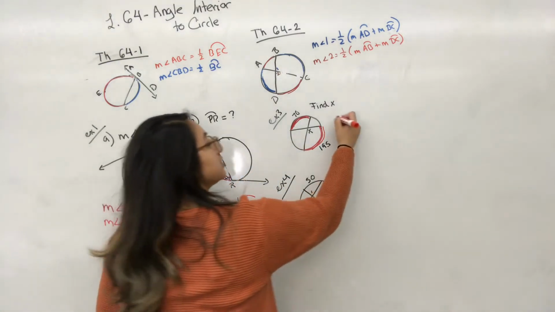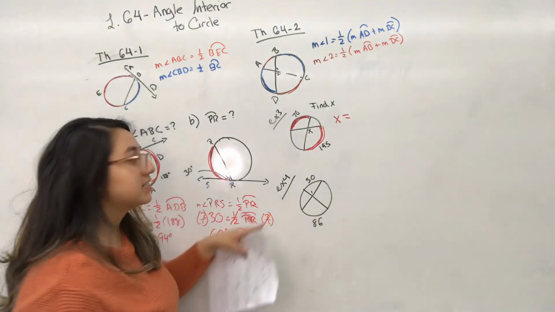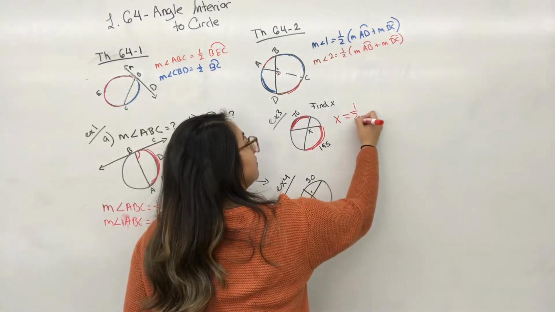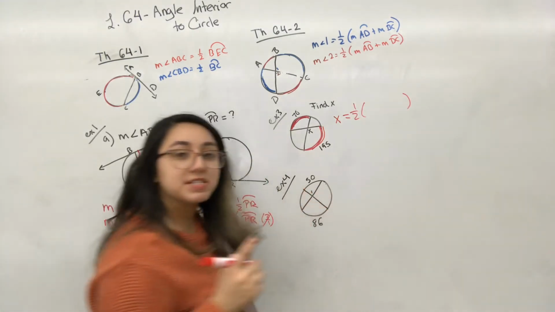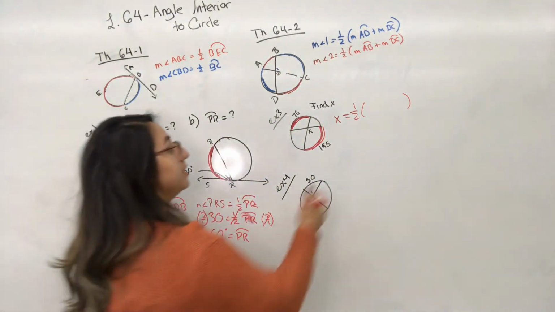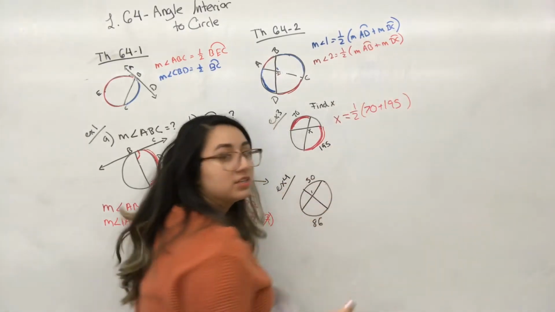So that means to find the measurement of an angle, in this case it's x. That's what we're looking for. That is equal to 1/2 times the sum of the opposite arcs. The opposite arcs are what I already color coordinated for you. It's 70 and 195. It's always a sum, you're always adding.